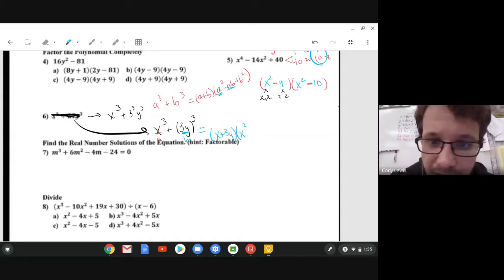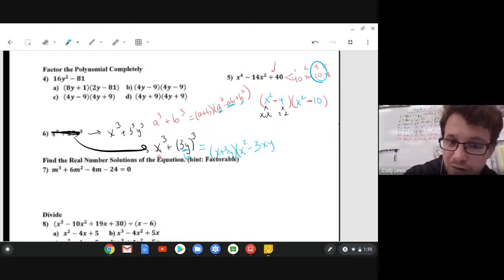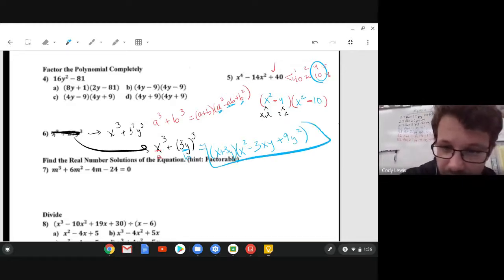Now I have to do a and b together, so I just minus 3xy, because I just multiplied those two together. And then I'm going to square, and the most common mistake is actually this little part right here. It's probably the most common mistake. I square the 3 and the y to get plus 9y squared. And you're actually done. There's nothing more you can do here. Done.